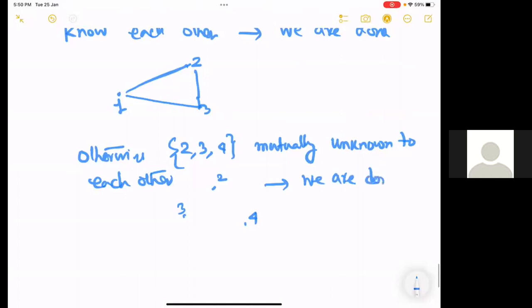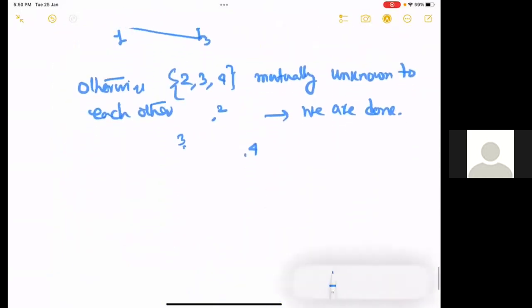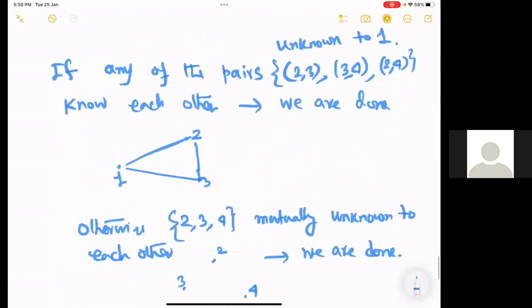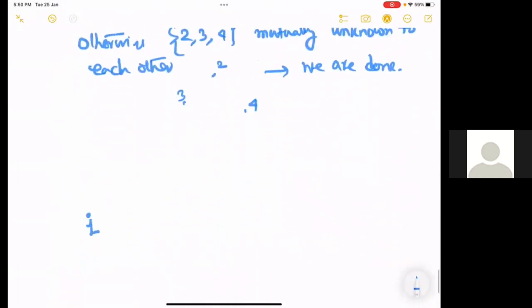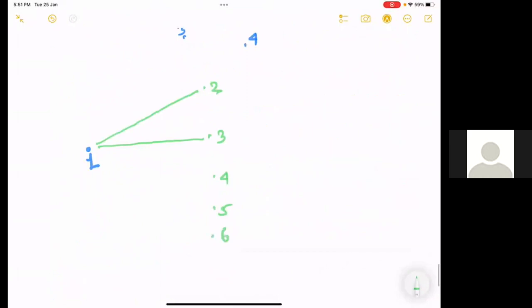Okay, good. So the other case is really symmetric, but for the illustration, I would like someone else to try that. So let me draw the picture once again. 1, 2, 3, 4, 5, 6. So let's say now only 2 and 3 are known to 1, and the other 3 are not known to 1. This is almost a symmetric argument. Can someone tell what will happen in this case?